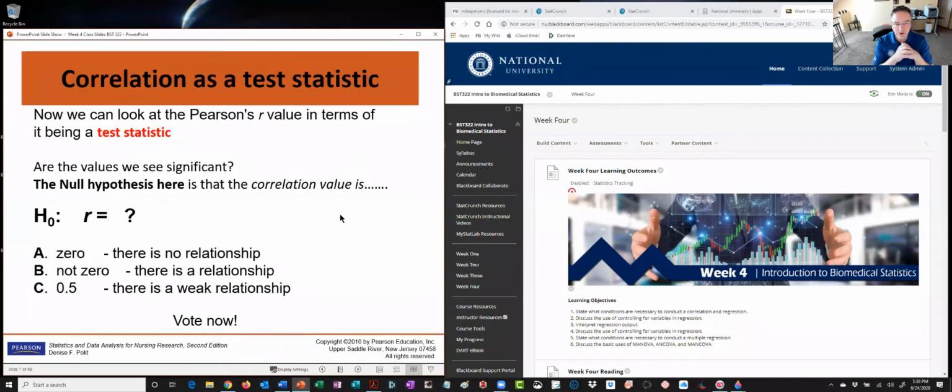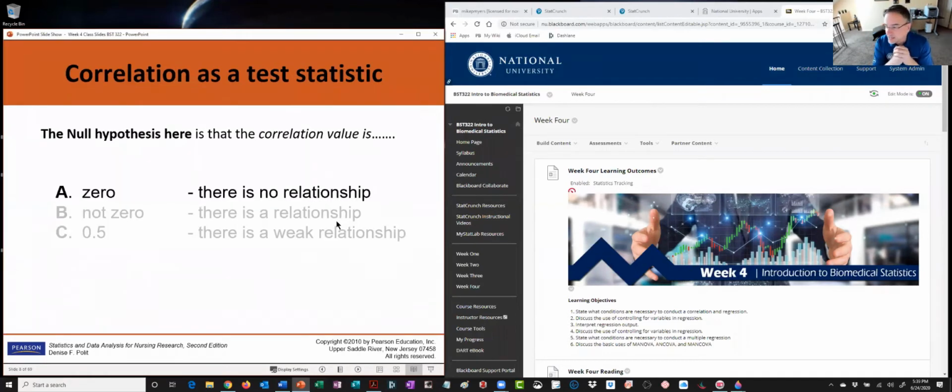Now we started with our probability in week 2. So go ahead and type in, or turn your mic on if you're brave: A, B, or C, what's our null hypothesis going to be tonight for our correlation? A, it'll be equal to 0, there's no relationship; B, not equal to 0, there is a relationship; or C, 0.5, weak relationship. What's our R value?